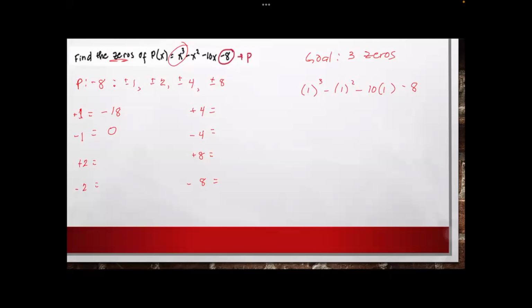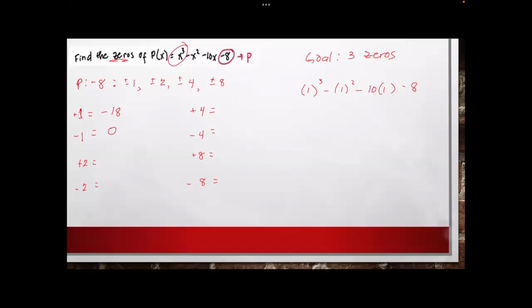So, wait lang, double check ka lang. Negative 18 for the positive 1, 0 for negative 1. For negative 1 is 0. How about the positive 2? What will be the answer?